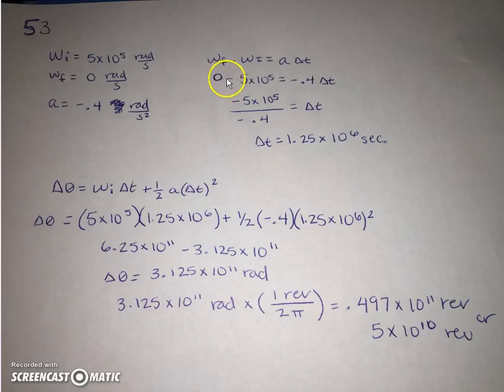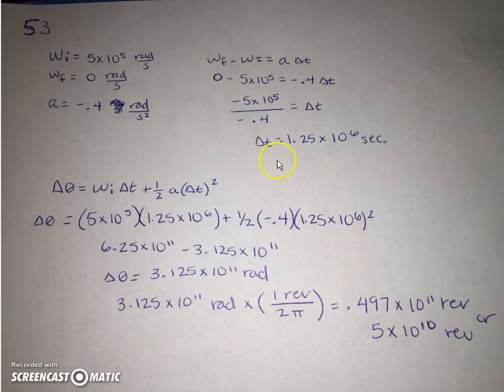So we plug in our final speed, which was 0 radians per second, minus our initial speed, which was 5 times 10 to the 5th radians per second, is equal to the acceleration, which is negative 0.4 radians per second squared, times delta t. Then we want to find delta t, so we divide each side by negative 0.4, and we get a delta t of 1.25 times 10 to the 6th seconds.